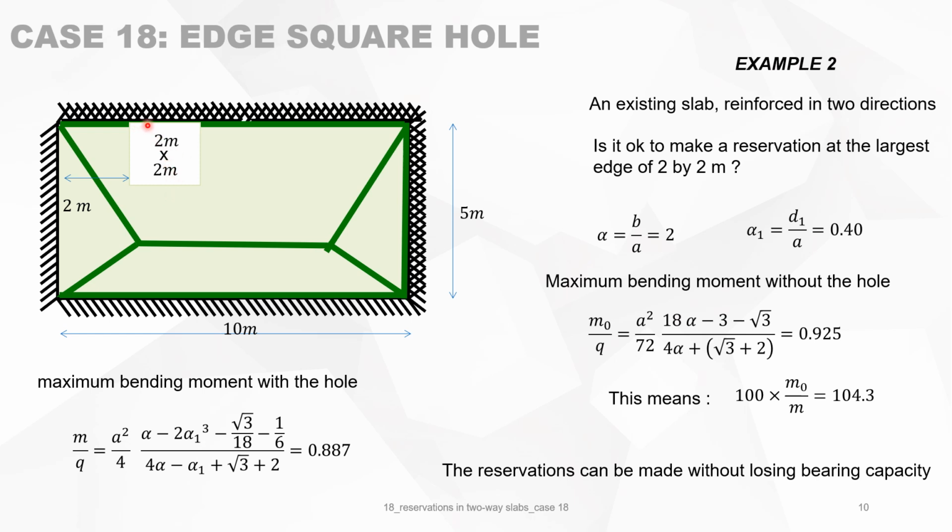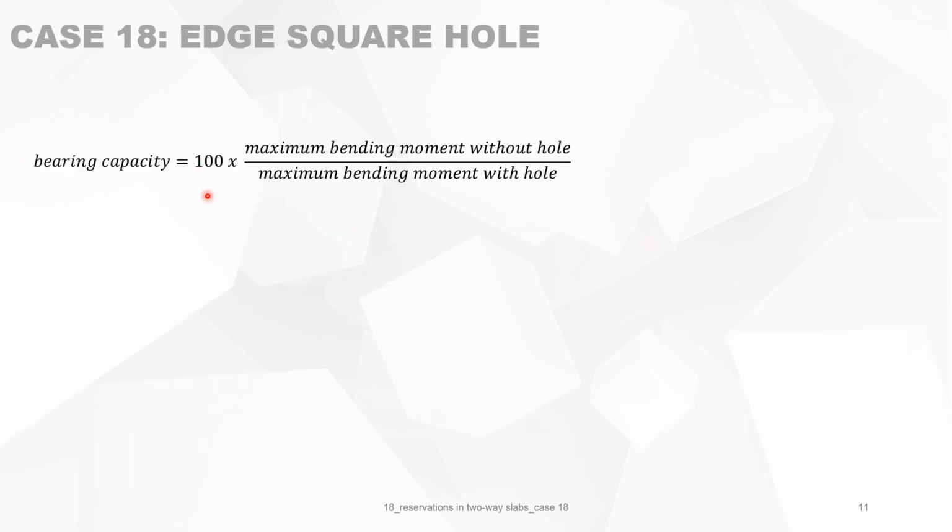This is, of course, because this portion of the yield line is cut, but it's a small portion if you compare it with all the other yield lines. So because you do not cross those yield lines, you end up not touching the bearing capacity by making the reservation. Bearing capacity is defined as 100 times the maximum bending moment without the hole divided by the maximum bending moment with the hole, or you can say it's 100 times the maximum load with the hole divided by the maximum load without the hole. In formulas, it's like that.